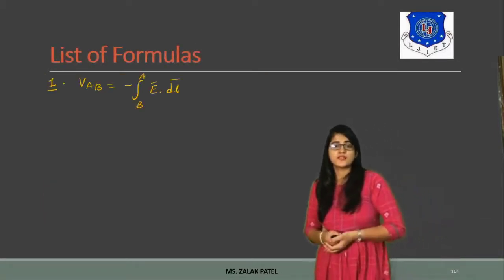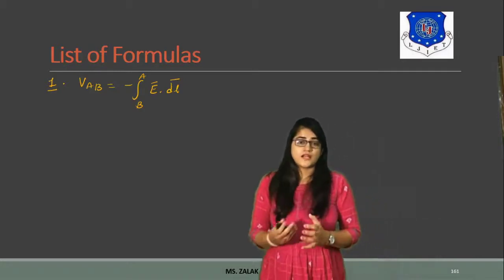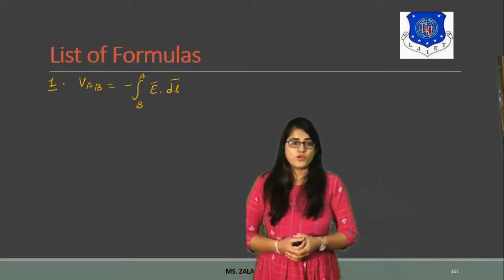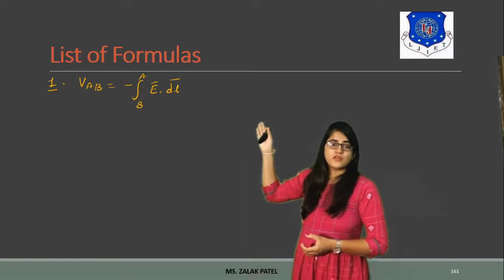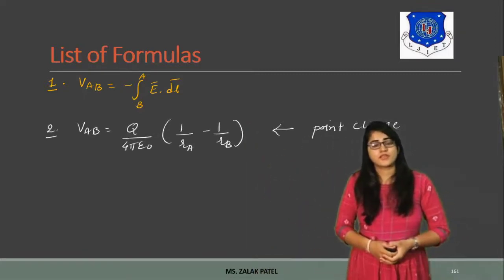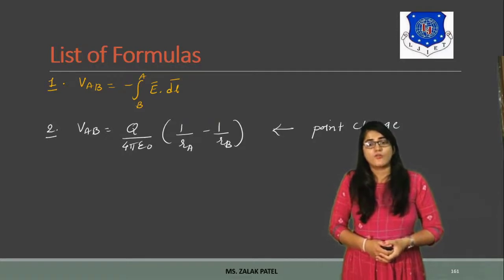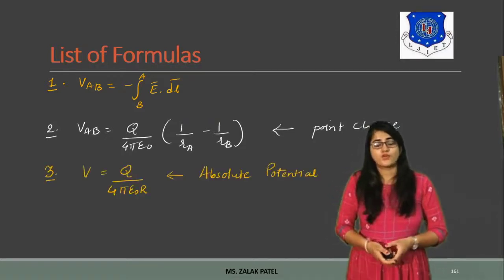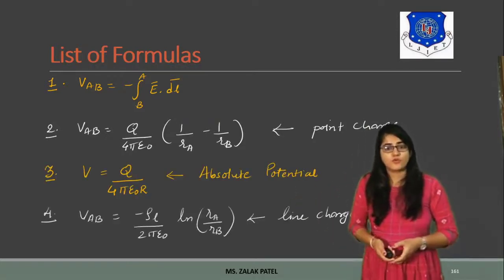Before going towards the example, let's take a quick revision of the formulas that we have discussed. VAB is minus integration A to B of E dot dl. For a point charge, the equation is Q upon R1 minus R2. For absolute potential, it is simply Q upon R.